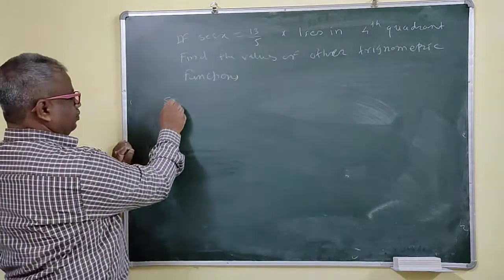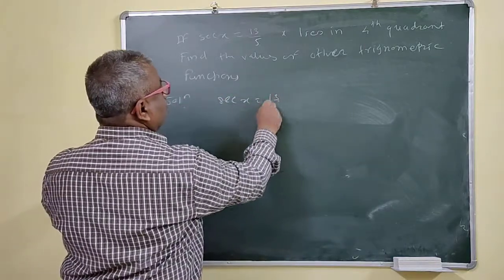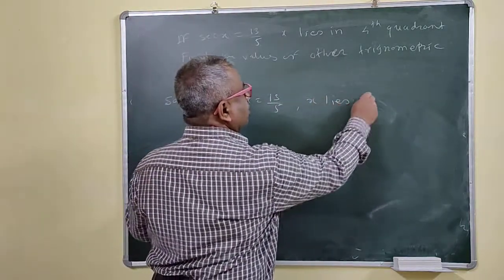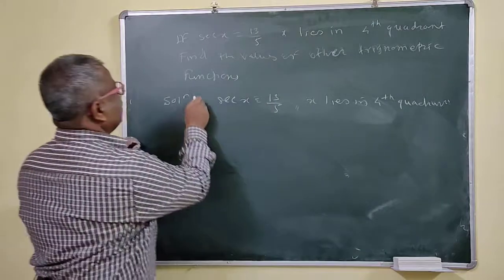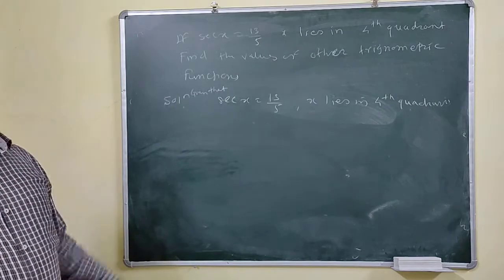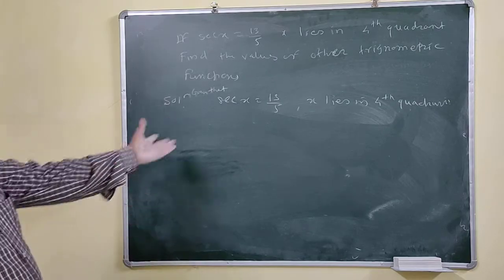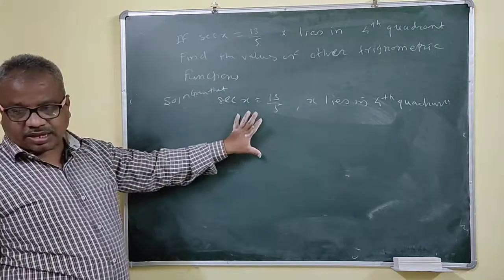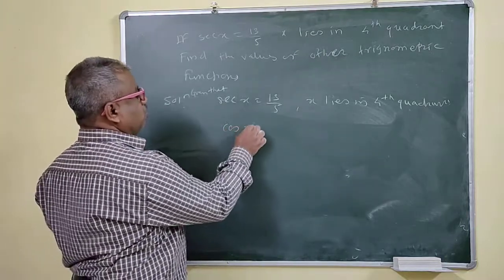Okay, solution. Sec x is equal to 13 by 5, and x lies in the fourth quadrant. Given that sec x is equal to 13 by 5. Always write this. Whatever is given, first write that, so that we will get an idea how to solve the problem. Now what do we want? Other trigonometric ratios. We have been given the value of sec x, which means we have the value of cos. Just find the value of sine and cos now, because that is easy to write.